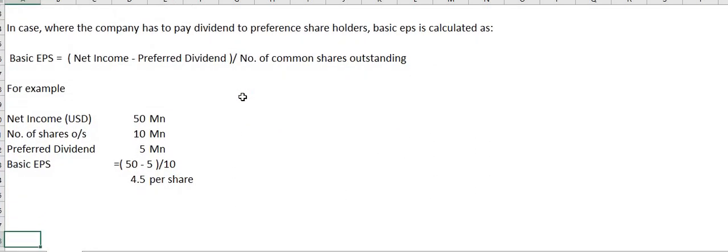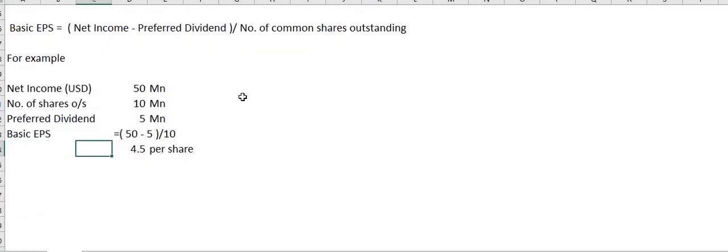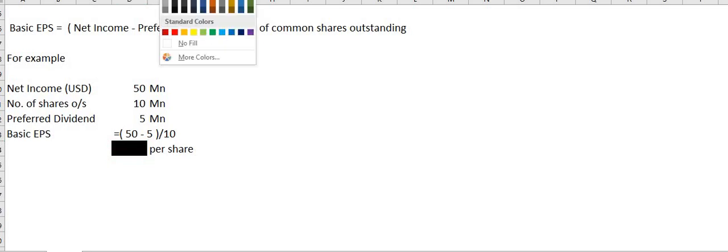In the case where the company had to pay some dividend to the preferred shareholders, basic EPS was calculated as net income minus preferred dividend divided by the number of common shares outstanding. So in this case, our basic EPS was 4.5 per share.